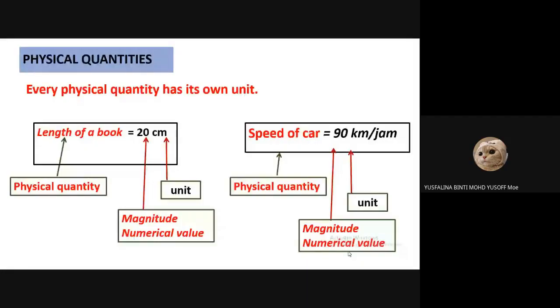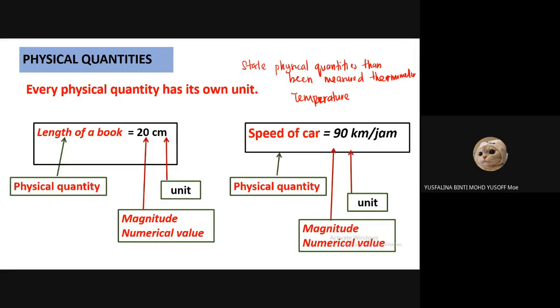Because sometimes they ask you to state the physical quantity that is measured by the thermometer. So let's say the question says here, state the physical quantity that is being measured by thermometer. So the answer should be temperature. Sometimes when students answer this question, they will put the unit as the physical quantity.